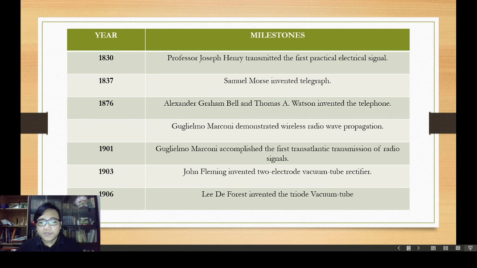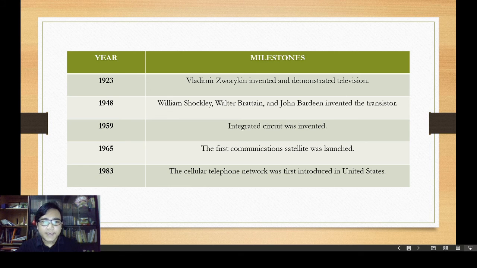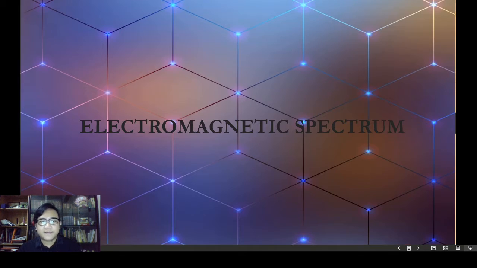In 1906, Lee DeForest invented the triode vacuum tube. In the year 1923, Vladimir Zworykin invented and demonstrated television. 1948, William Shockley, Walter Brattain, and John Bardeen invented the transistor. 1959, the integrated circuit was invented. 1965, the first communication satellite was launched, and 1983, the cellular telephone network was first introduced in the United States.